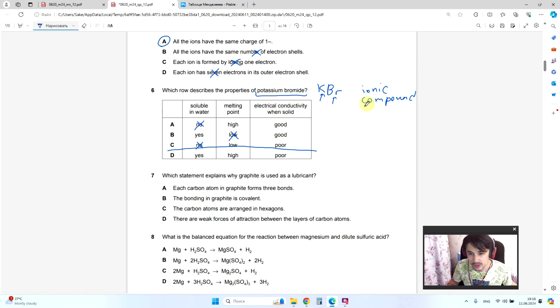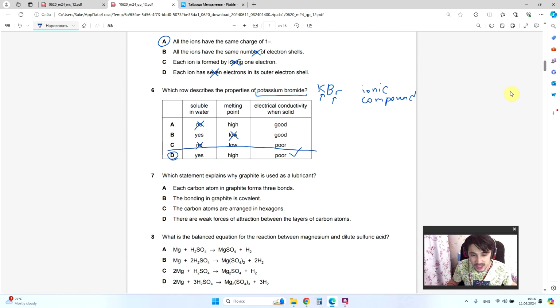So you need to remember that ionic compounds are insulators when they are solid, so they are poor conductors of electricity, but they can conduct electricity in molten or aqueous state when they dissolve in water. So the correct option is D.